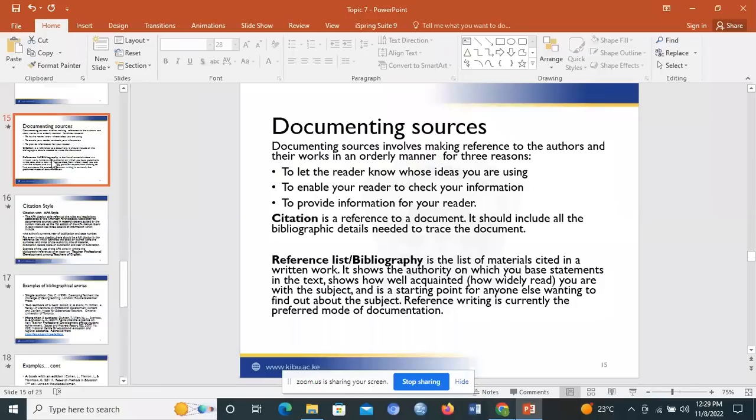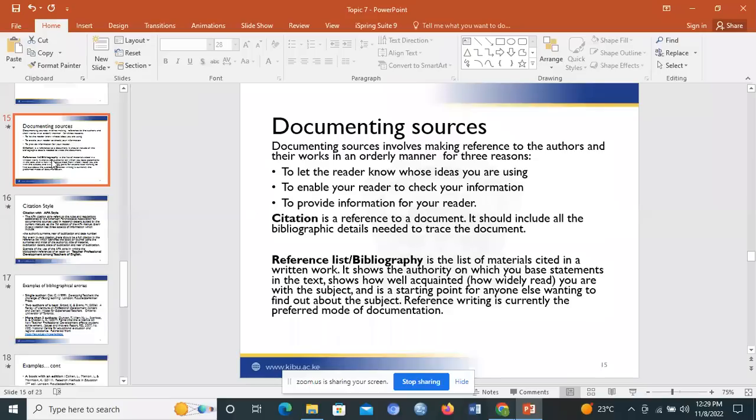And with these three basic reasons, we document in order to let the reader know whose materials or whose ideas you're using. You cannot be the author of all the information. A lot of information has been written, a lot of research has been done, so much has come up. So you cannot say that you are the author of information. We borrow a lot from what others have written, but as we borrow, we also acknowledge and document this.